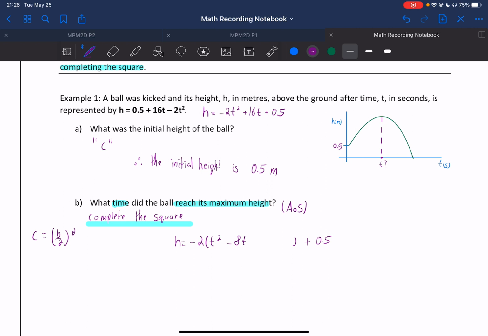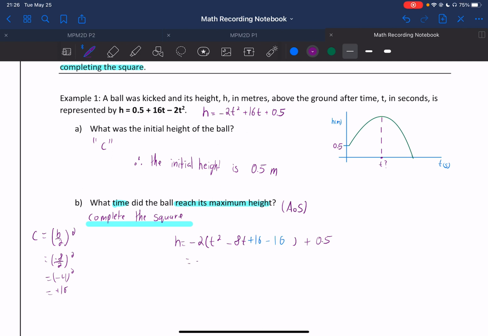So we're going to take our new B, which is -8. We put that into things, so we get -8 divided by 2 squared, which gives us -4 squared, which equals +16. So we have +16 minus 16 in our bracket.